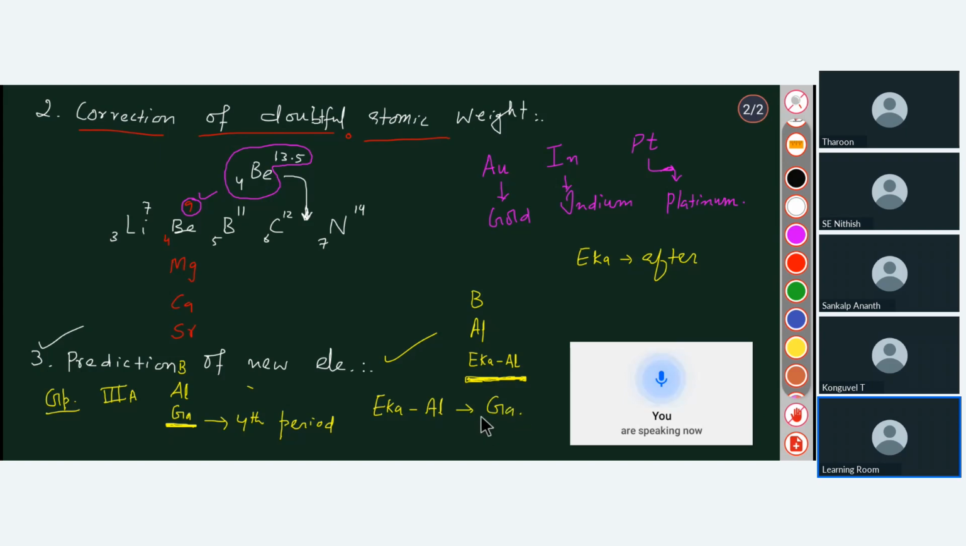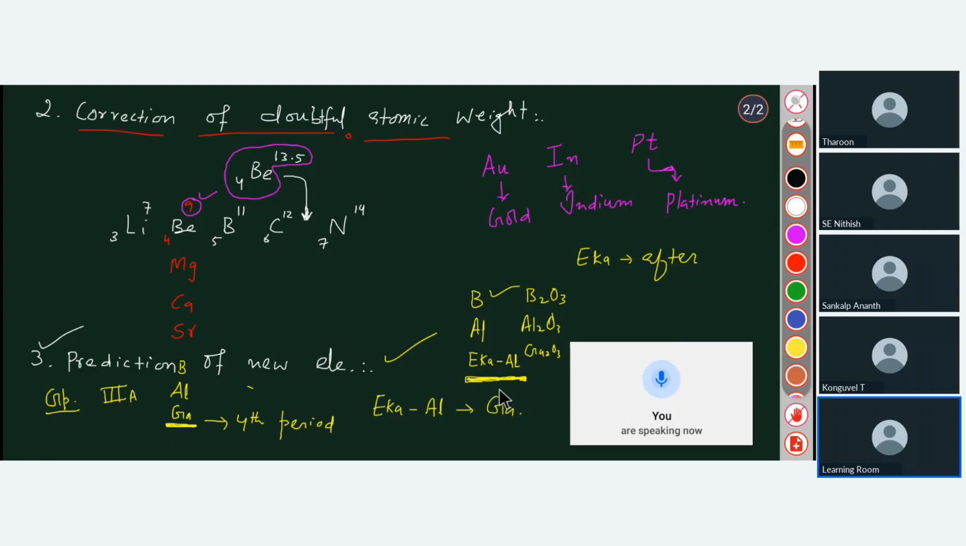And he also predicted the properties of this. For example, what oxide is formed by boron? That is B2O3, isn't it? Exactly. Aluminum forms Al2O3. Similarly, gallium will also form Ga2O3, isn't it? Yes, sir. Exactly.